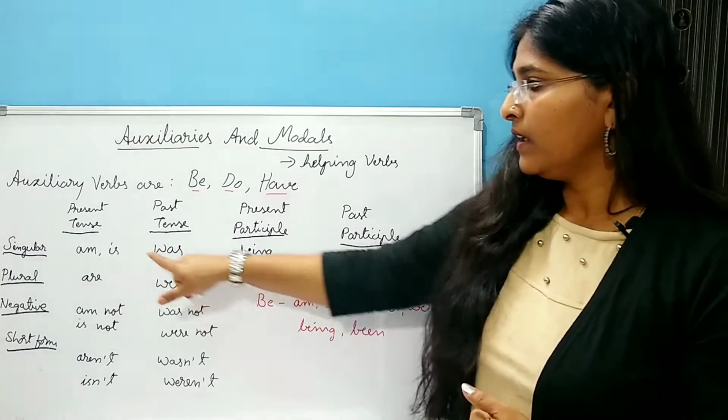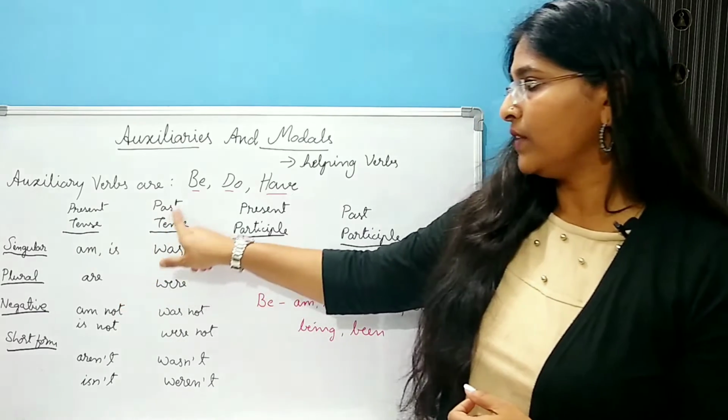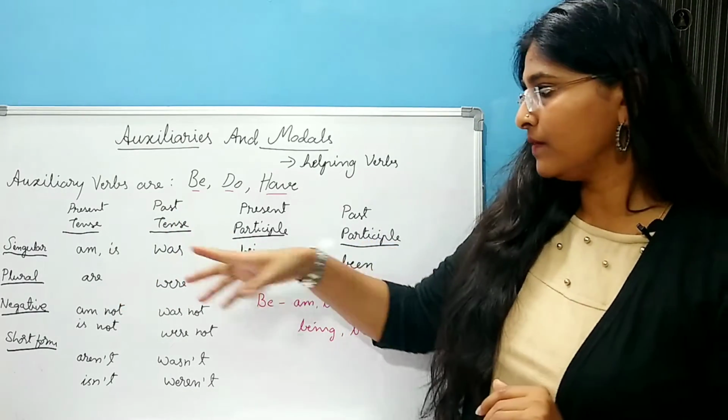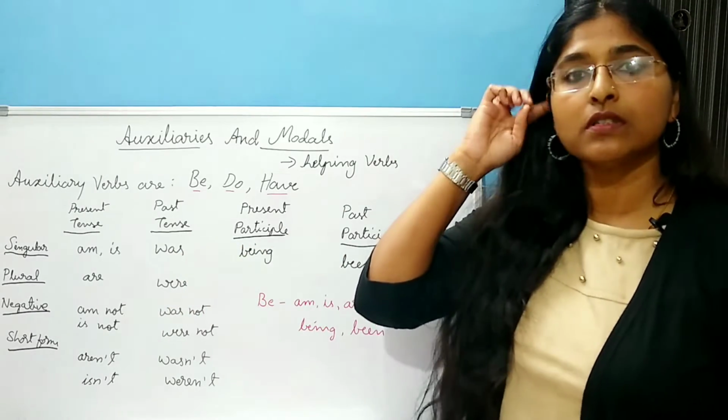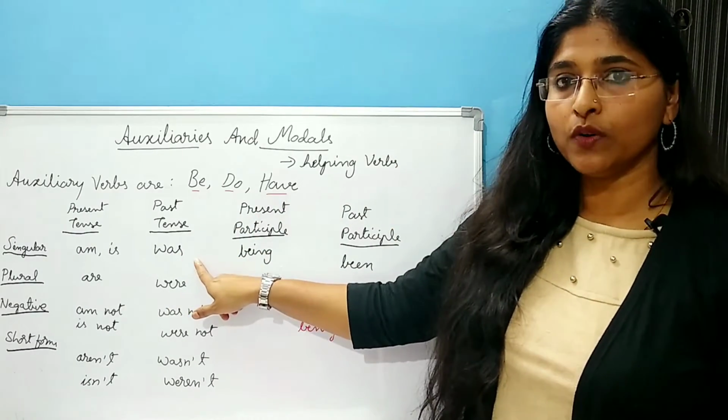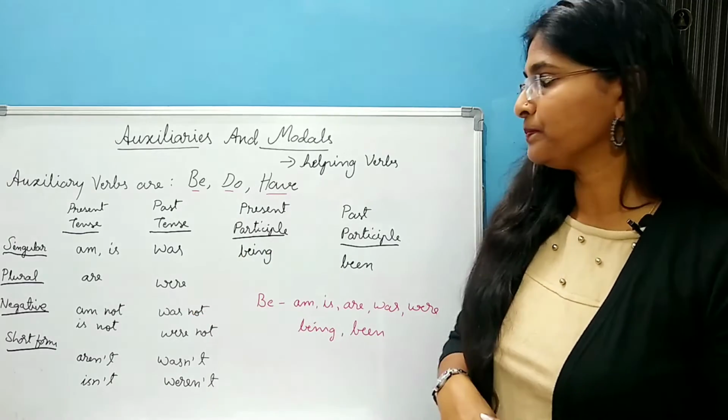So, instead of this, when the sentence is in past tense, we use was. Instead of am and is, we use I was, he was, she was, it was, in that way.